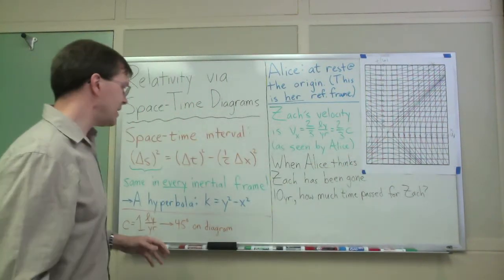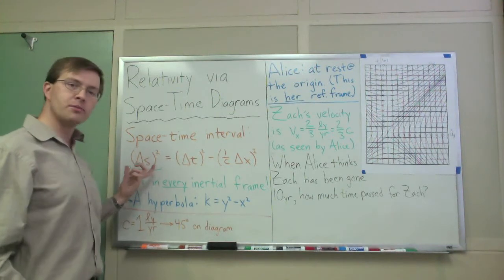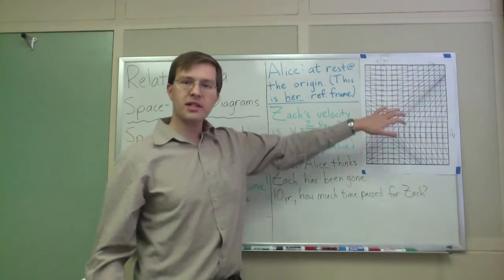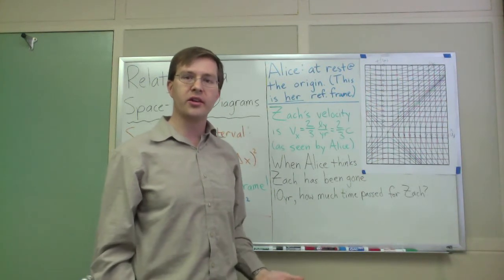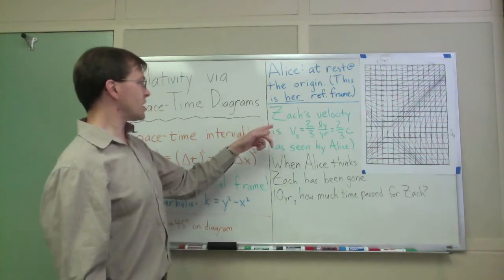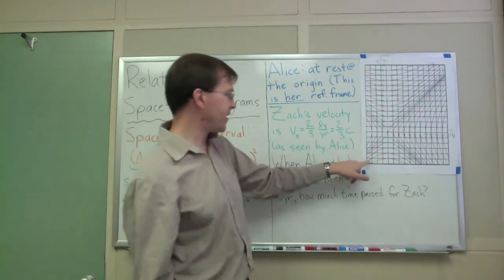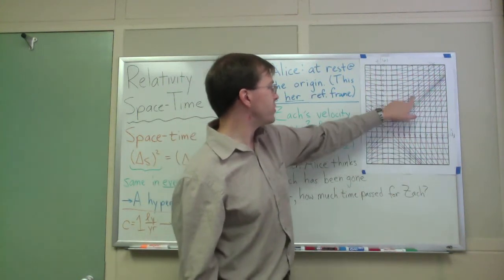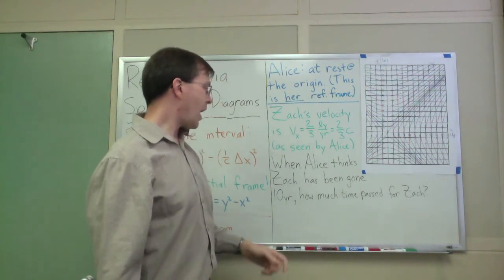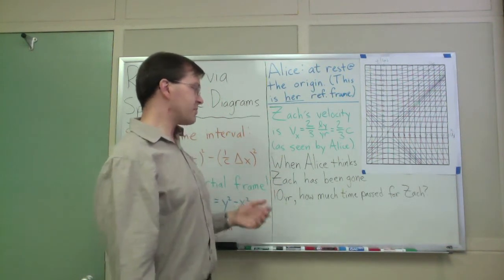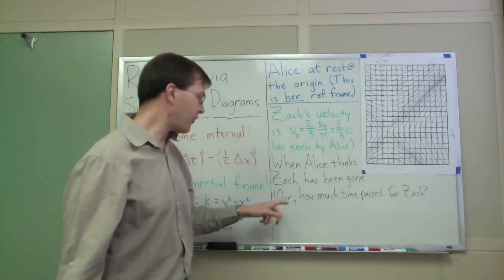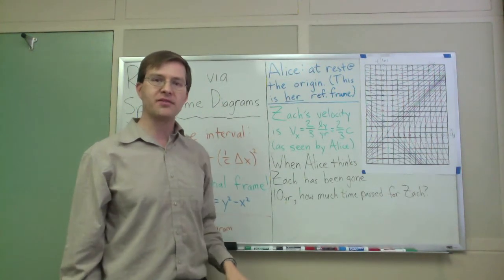And what we're going to see is that this principle that all observers agree on the delta s squared, combined with these hyperbolas, allows us to do all sorts of calculations in relativity without needing to refer back to equations ourselves. So let's look at this one. I've got Zach's path here going at 2/3 the speed of light, 2/3 c, up through this graph. That's Zach's path. So I'm going to ask the question, when Alice believes that Zach has been gone, after having passed by here at time equals 0, for 10 years, how much time has passed for Zach?